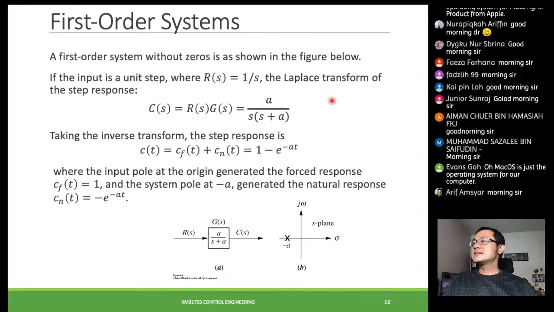So here is a general first order system, which has a constant k divided by s plus a, and then we give a unit step input. So remember, again, for these sessions we will use a step input, and this is a very important first step for us to analyze and characterize our system. So you have 1 over s and so on.